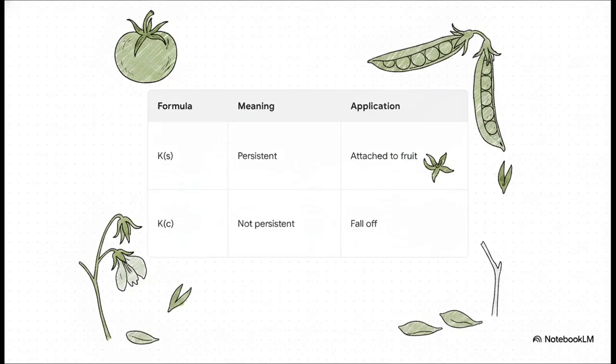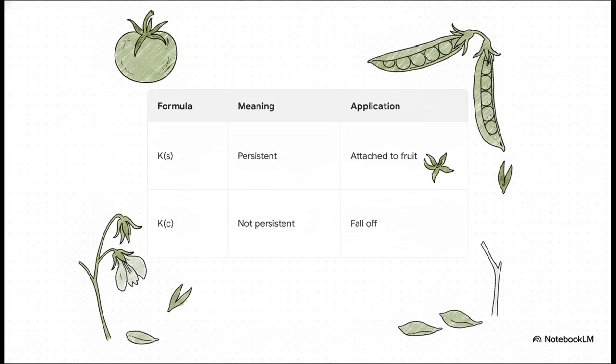When you see the formula Ks, it means the sepals are persistent. The K stands for calyx, right? So this means those green leaf-like structures stubbornly stay attached to the fruit long after the flashy petals have dropped. We literally just saw this with both the tomato and the pea. But if you see the formula Kc, that tells you the sepals are not persistent.